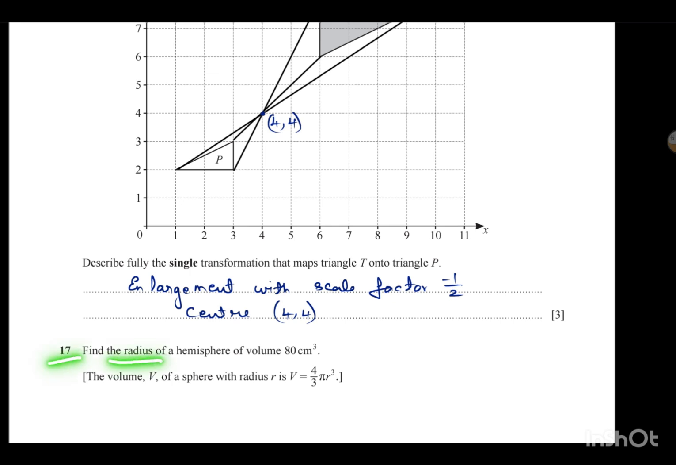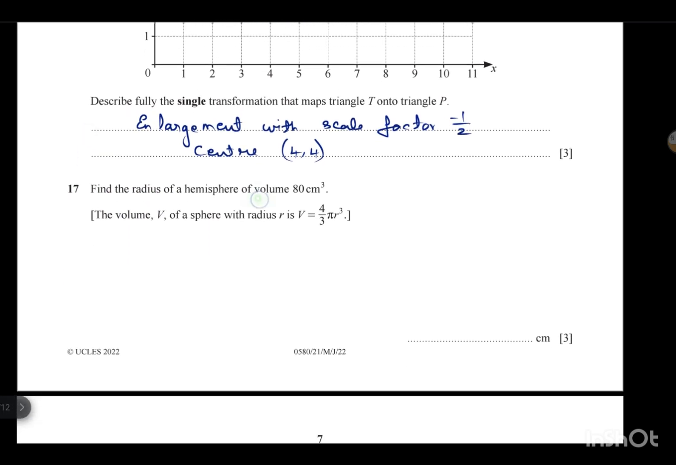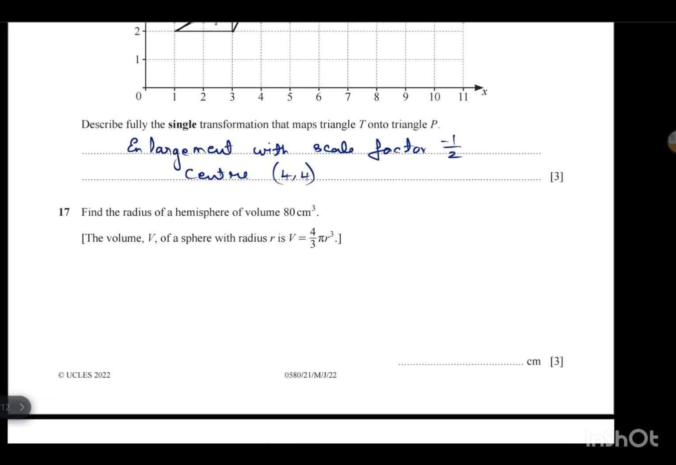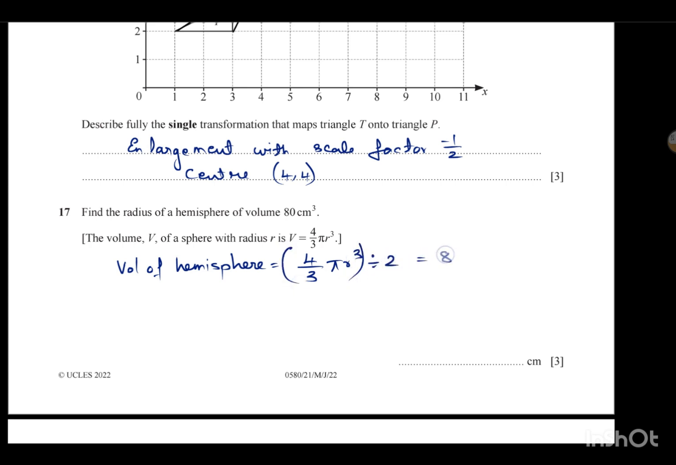Question 17. Find the radius of a hemisphere of volume 80 centimeter cube. The volume V of a sphere with radius r is V is equal to 4 by 3 pi r cube. So what will be the hemisphere's volume? Divided by 2. So volume of hemisphere, 4 by 3 pi r cube divided by 2 is equal to 80.